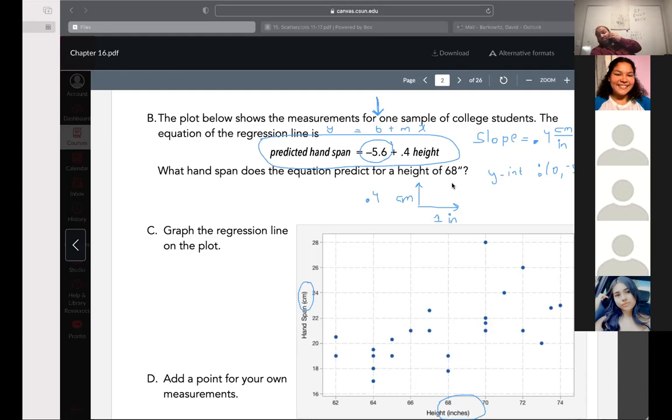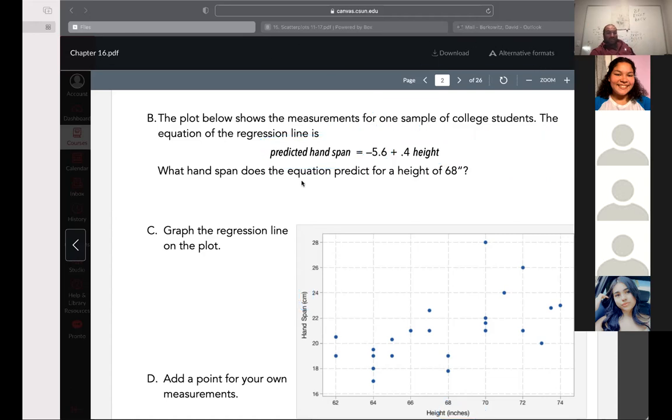But there's no indication that that line continues the same way past 62. In fact, it can't, because it predicts that someone with a height of 0 would have a negative 5. It just doesn't even make sense. So somewhere along the line, the trend dies, and I don't know exactly where. So don't use it outside of your data range unless you feel that you are allowed to, on a case-by-case basis. Does that make sense so far? Yeah. Okay.